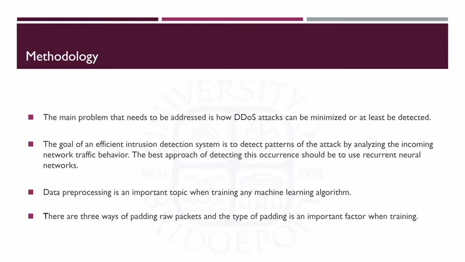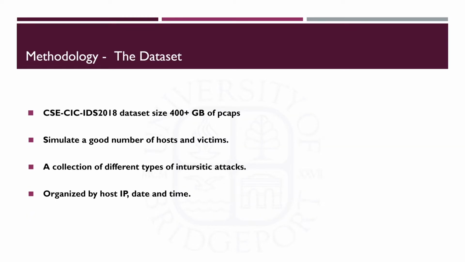Data preprocessing is an important topic when training any machine learning algorithm. In our research, we explored three ways of padding raw packets, and the type of padding is an important factor when training. The dataset that we used in this project was IDS 2018. This dataset consists of 400 plus gigabytes of raw PCAP files. This is a good dataset since it simulates a good number of hosts and victims, and also simulates a large collection of different types of intrusive attacks.